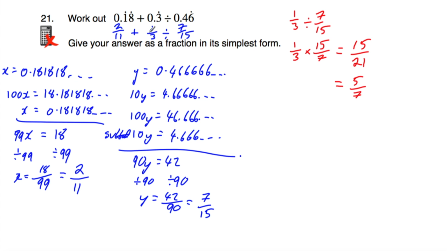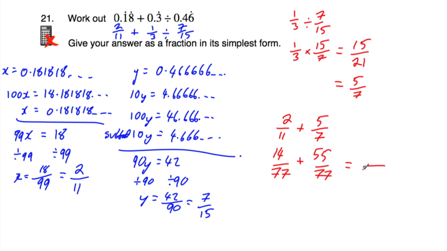So we've done the division, so we now need to do the addition. So we need to do 2/11 plus our 5/7. And let's just work that out. So we want a common denominator. I'm going to go for 77. So 77 and 77. To get from 11 to 77, we times by 7. So let's times the numerator by 7. So it's going to be 14/77. And to get from 7 to 77, we multiply by 11. So multiplying the numerator by 11 would be 55 over 77.